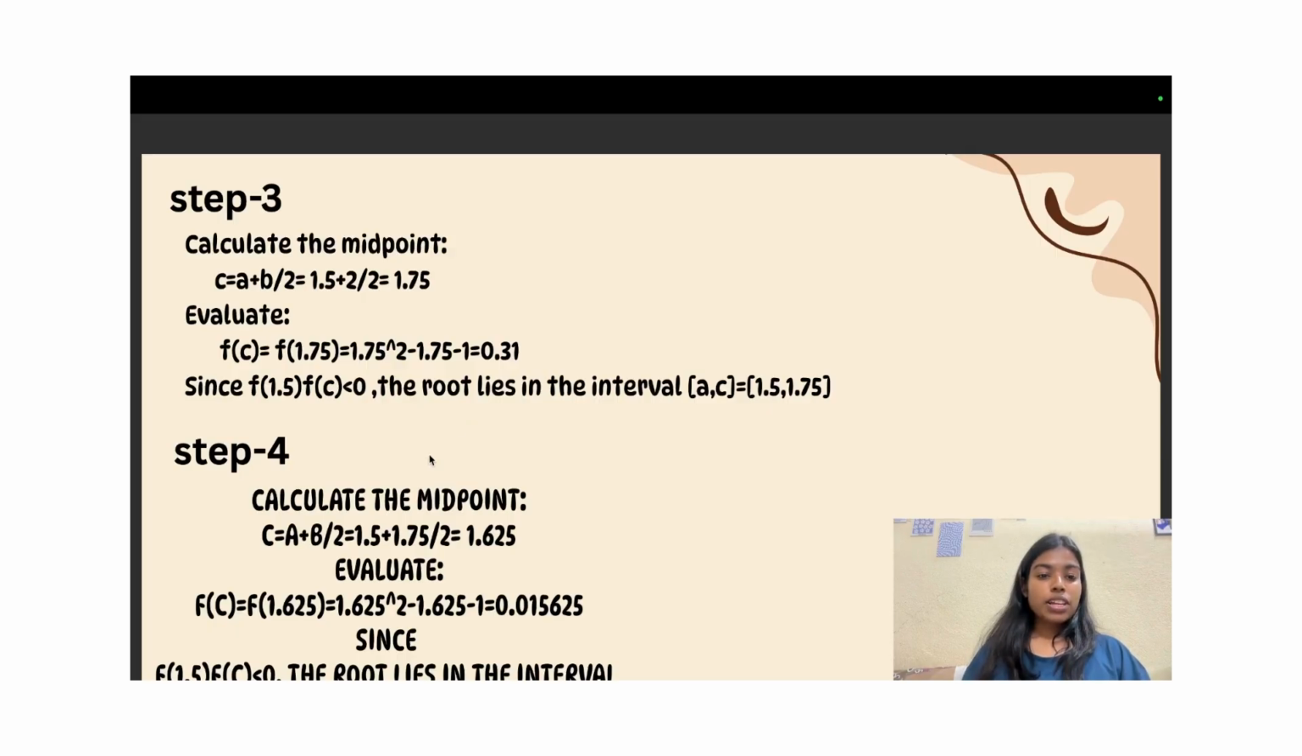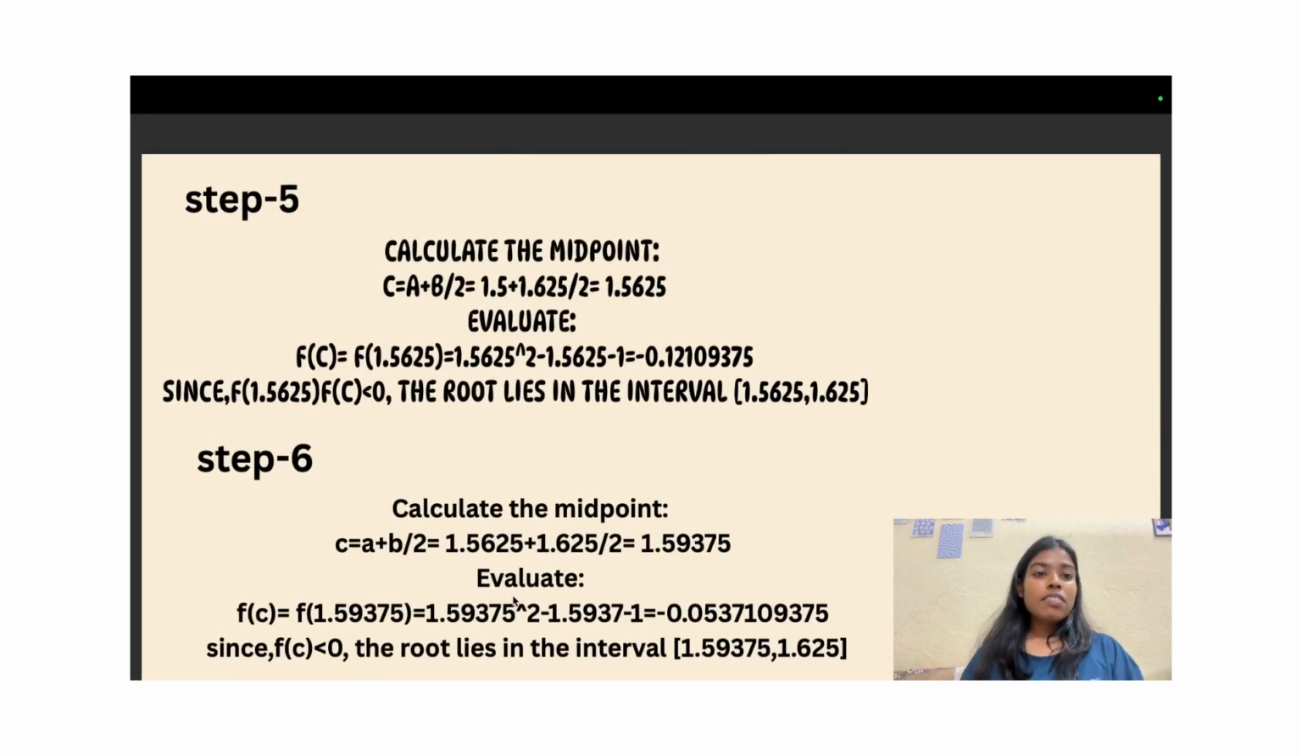Step 4 is to calculate the midpoint between 1.5 and 1.75. The midpoint will be (1.5 + 1.75)/2, so the answer will be 1.625. Then we evaluate 1.625 in f(x), and we get 0.015625. Since this is greater than 0, the root lies in the interval 1.5 and 1.625. Then we repeat the steps, calculating the midpoint between 1.5 and 1.625.